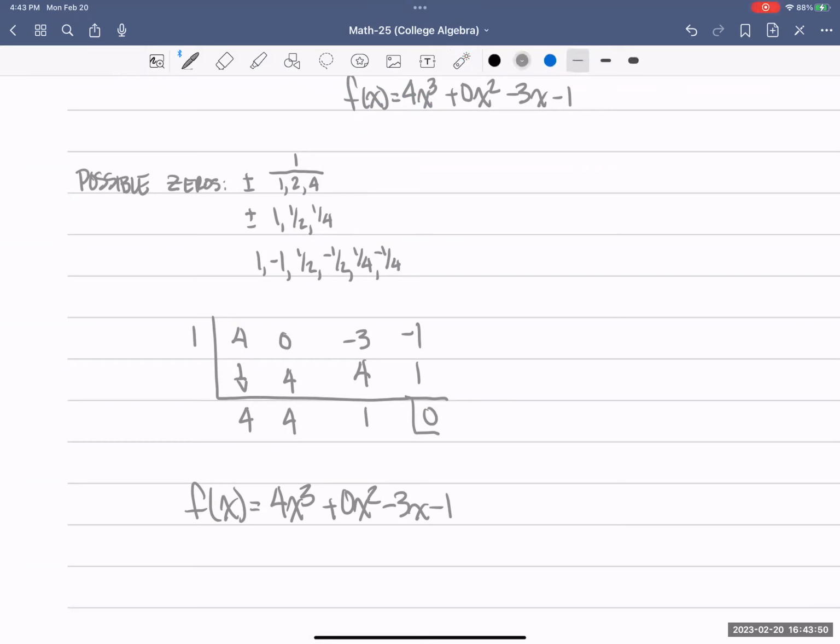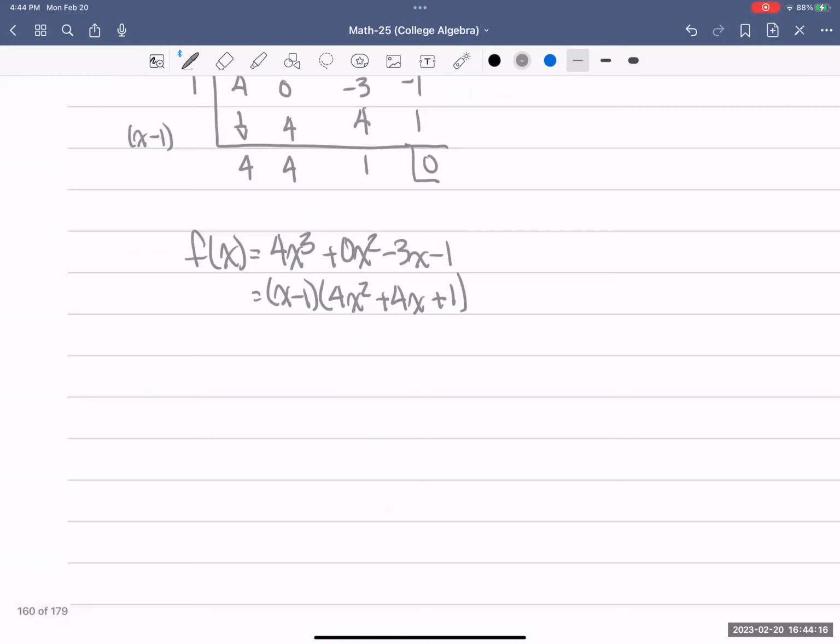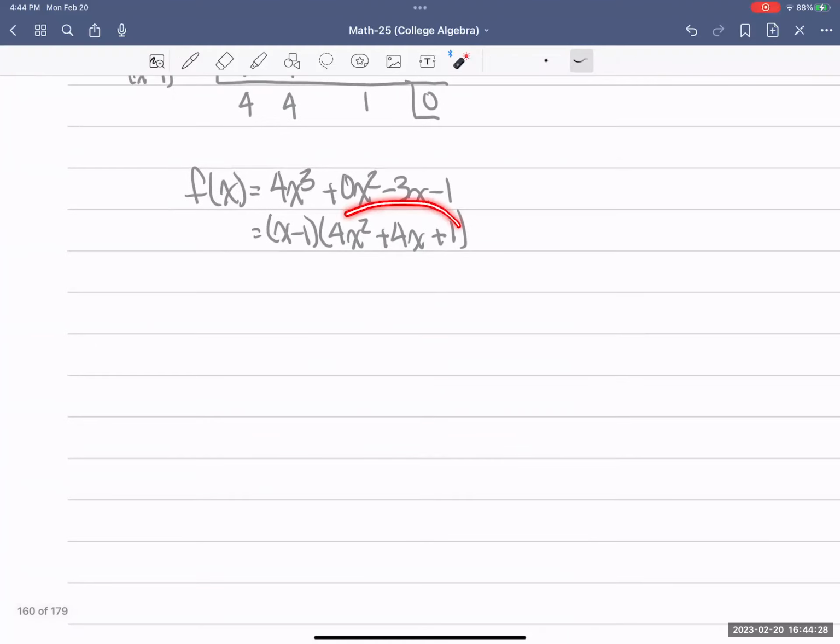And we just factored out x equals 1. That tells us that we factored out an x minus 1. Originally this was 4x cubed, which tells us that the quotient is going to be going down 1 degree: 4x squared plus 4x plus 1. All right, so we have that. Let's give the next one a shot. Let's try 1 again. Now what we're going to test is this quotient. Let's try a positive 1 one more time.